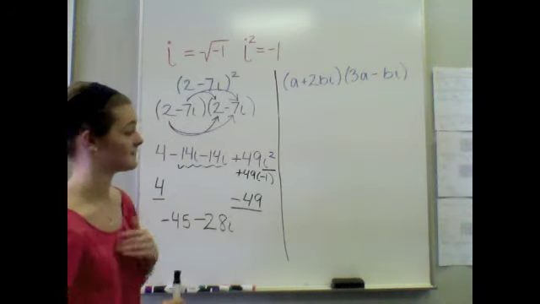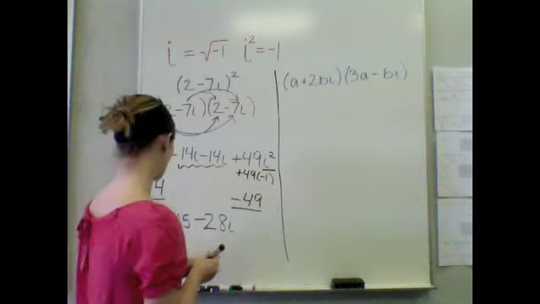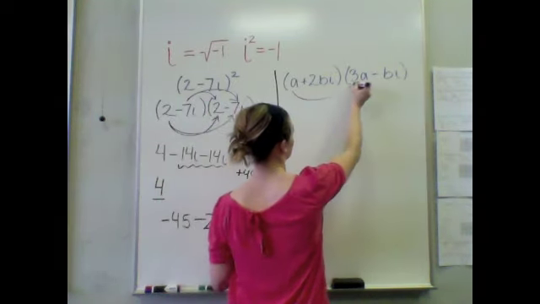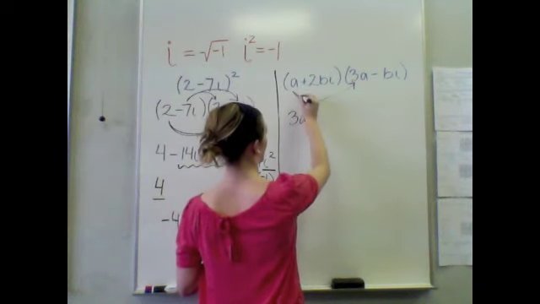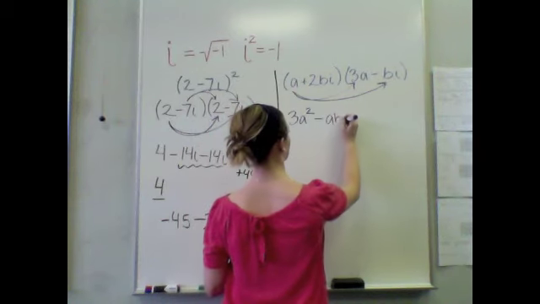Alright, let's look at another example. This one looks really intimidating, but it actually is not all that bad. All it did was add letters. So let's FOIL. A times 3a gives me 3a squared. A times negative bi will give me minus abi.